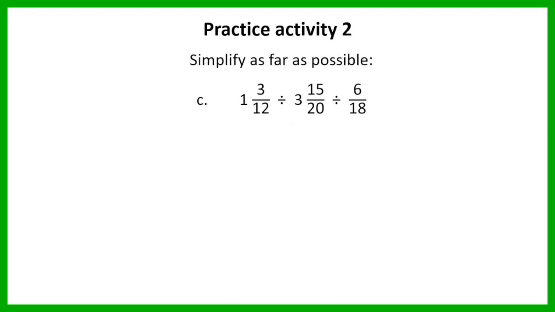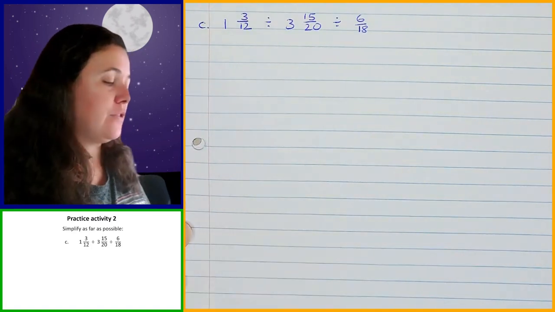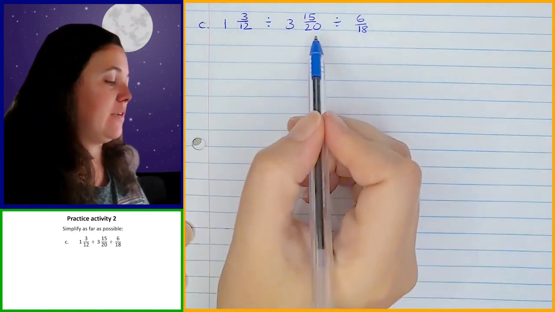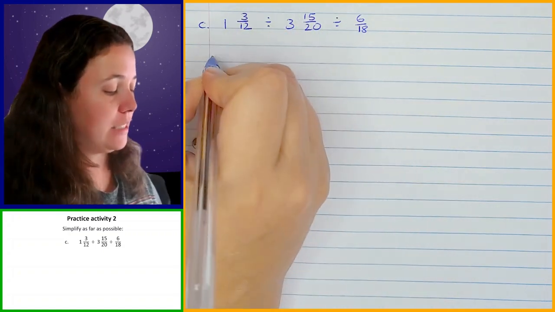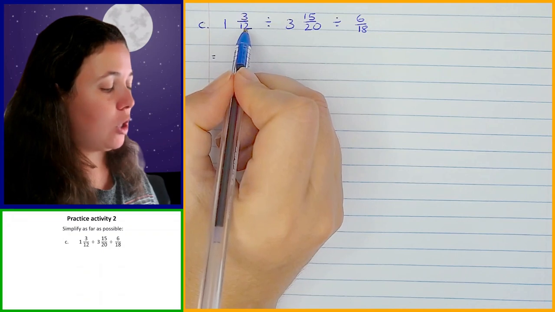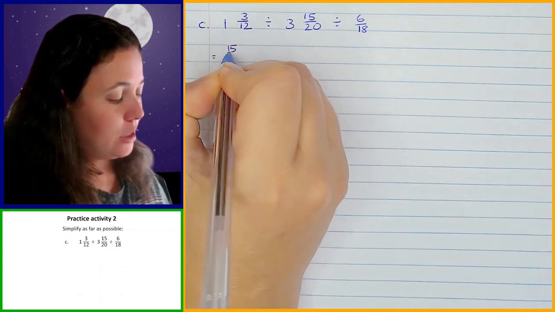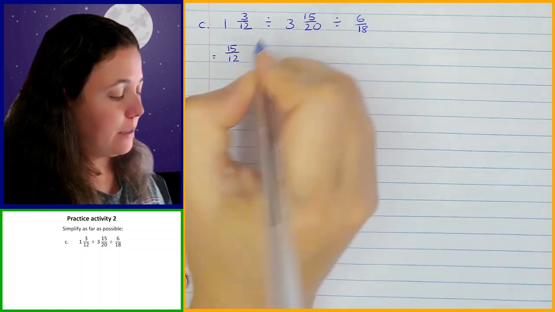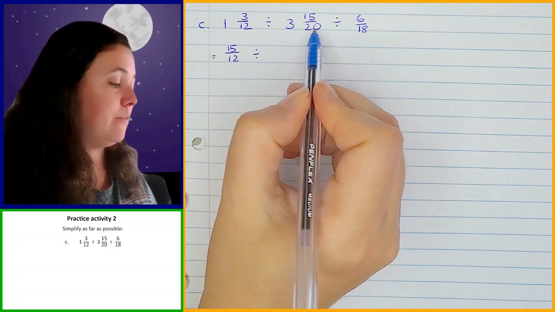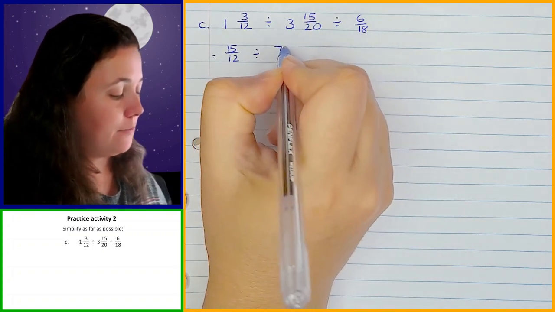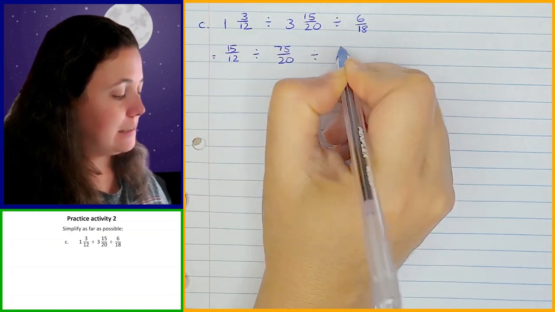Okay, so let's go through that question. So over here, you had 1 and 3 over 12 divided by 3 and 15 over 20 divided by 6 over 18. The first thing we have to do is change these mixed numbers into improper fractions. So over here, 1 times 12 is 12 plus 3 is 15. So that gives me 15 over 12 divided by 3 times 20 is 60 plus 15 is 75 over 20 divided by 6 over 18.